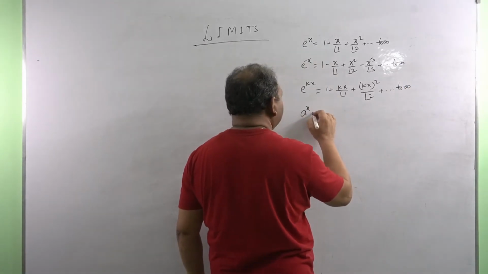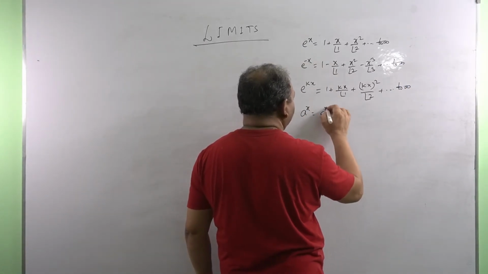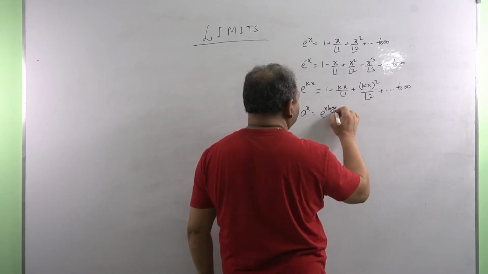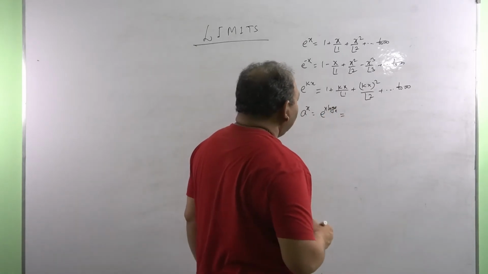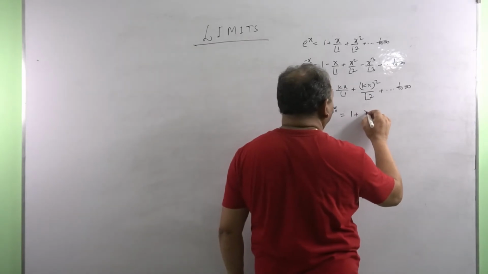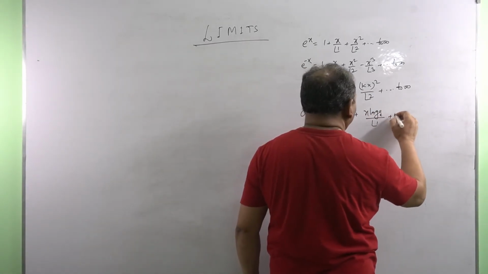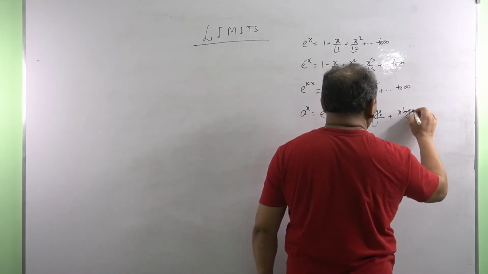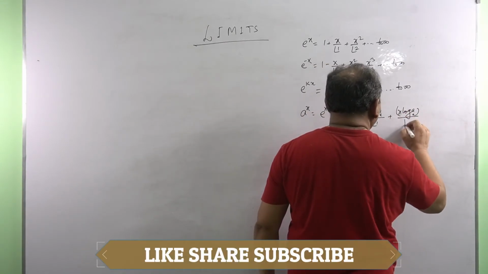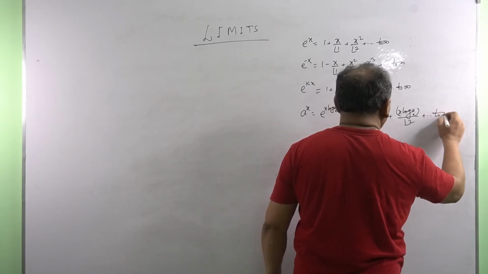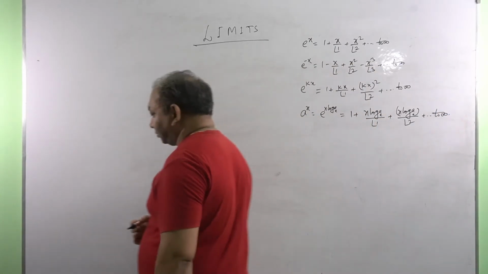a raised x is equal to e raised x log a base e, or ln a, is equal to 1 plus x log a base e upon factorial 1 plus x log a base e whole square upon factorial 2 plus dot dot to infinity.